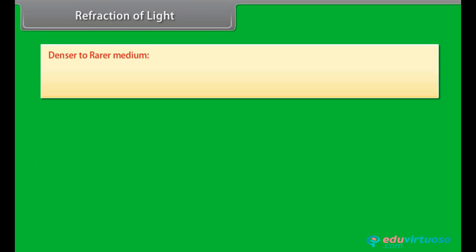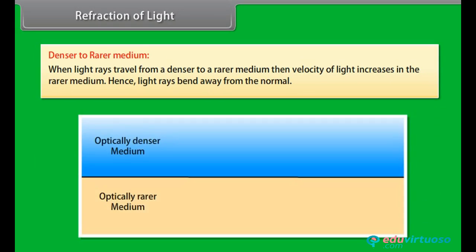Denser to rarer medium: when light rays travel from a denser to a rarer medium, the velocity of light increases in the rarer medium. Hence, light rays bend away from the normal.